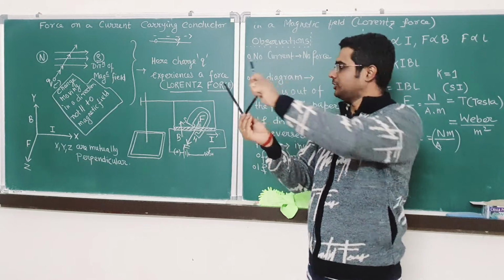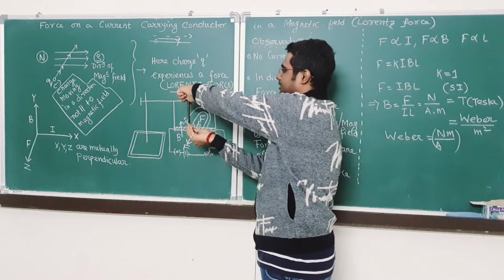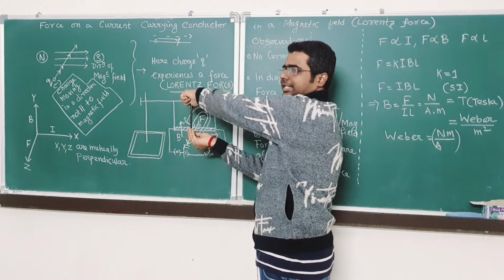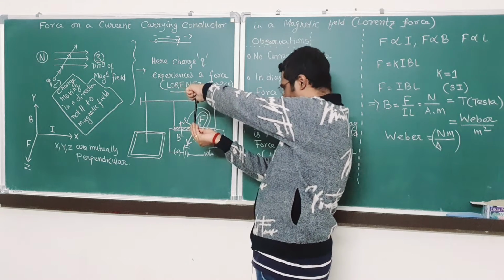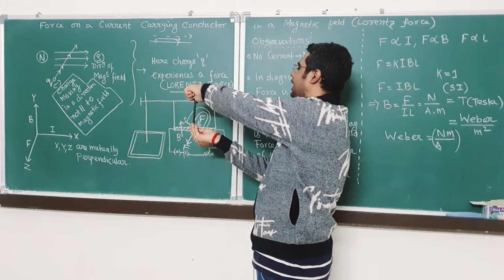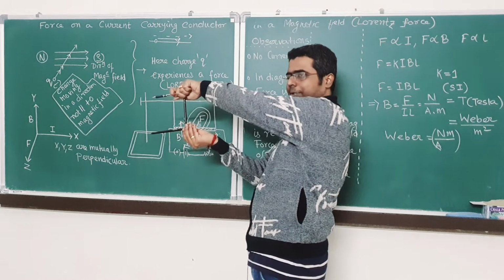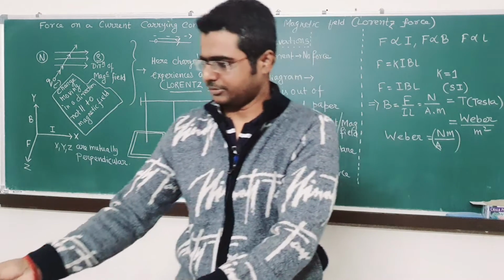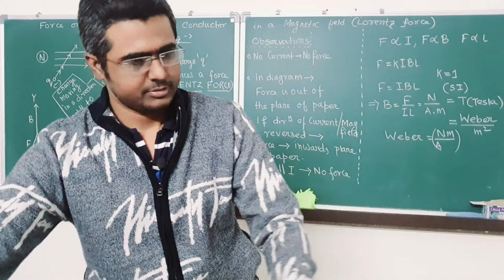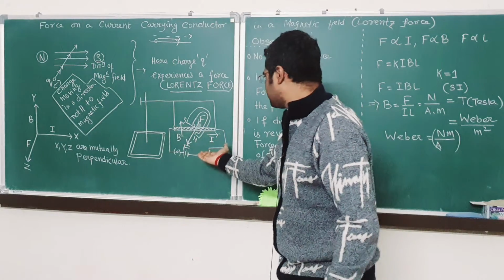So this is a horseshoe magnet. So this is the wire, and I have placed the horseshoe magnet like this, okay? So the north pole is at the bottom and the south pole is at the top, clear? So like this I have placed it. So north pole at the bottom, south pole at the top.